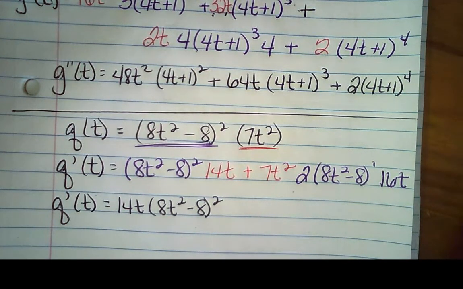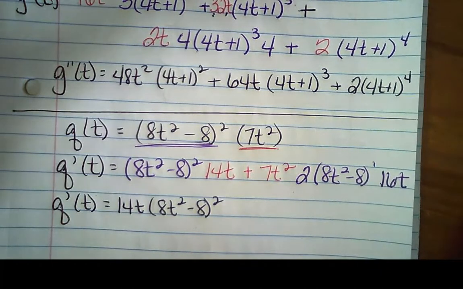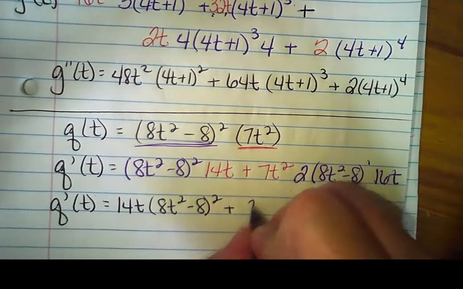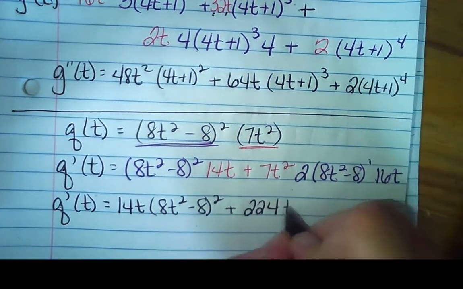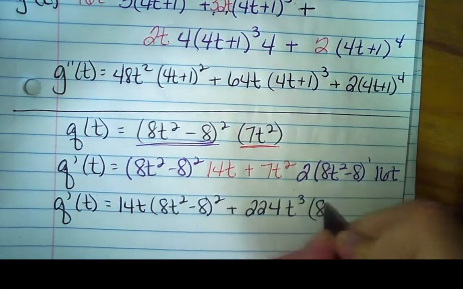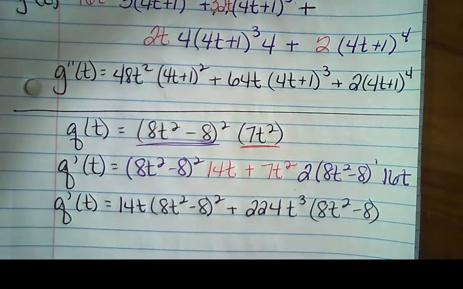However, we are always going to check our work. 32 times 7 is 224. See, that's why you check your work. 32 times 7 is 224. And I've got t squared, and t gives me t to the third. And then I've got an 8t^2 - 8. Okay, so that is my cleaned up first derivative.